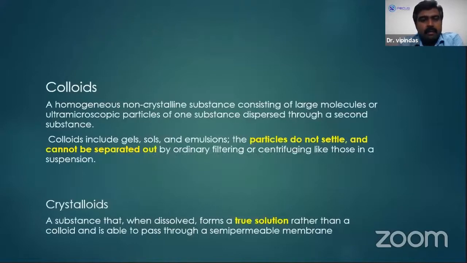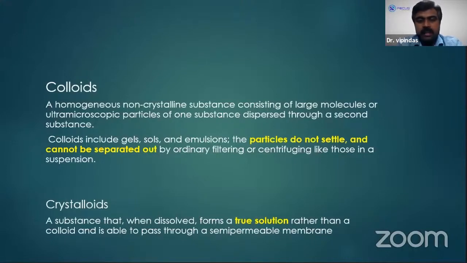A colloid is a homogeneous non-crystalline substance consisting of large molecules or ultramicroscopic particles of one substance dispersed through a second substance. What are the examples? The examples are gels, salts, and emulsions. Here the particles do not settle and cannot be separated out.